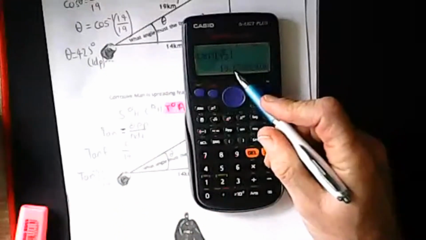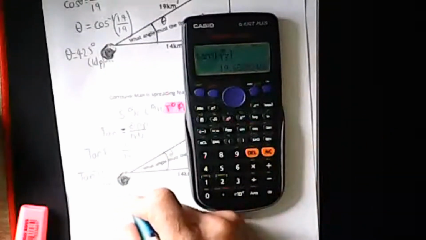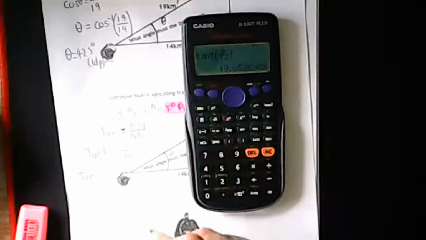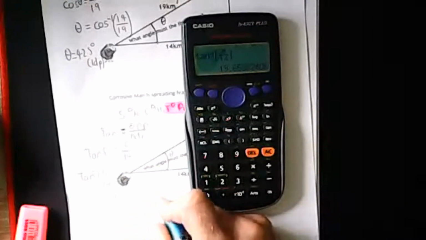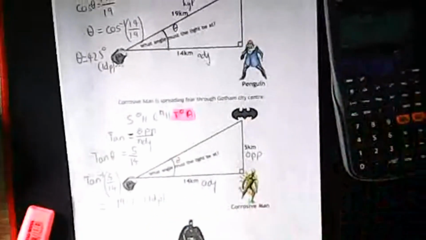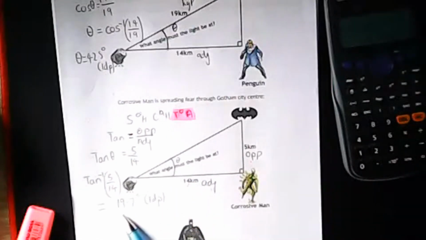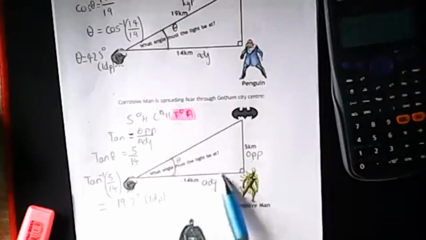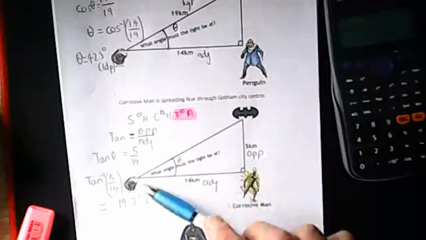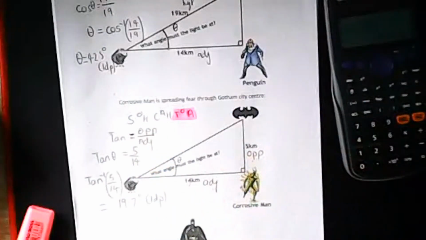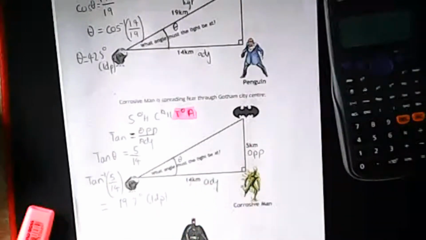19.6, but that 5 makes that 6 go to 7, so 19.7 degrees, rounded to 1 decimal place. One last tip before I go is always have a look at your answer to see if it's right. If you got an answer like 0.0005 degrees, you know that's going to be way wrong because it's such a small angle. But 19.7 is about right. This is longer than that, so it's going to be a shallow angle, so 19.7 is a correct answer. So always have a look at the answer to see if it relates to what you're working on.